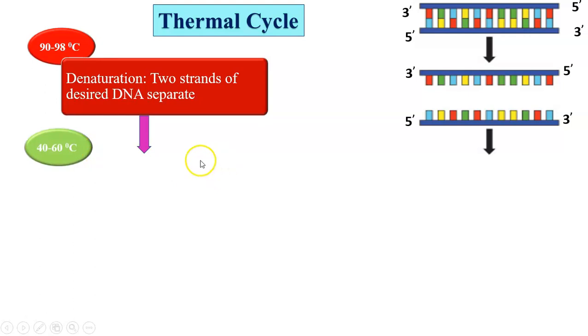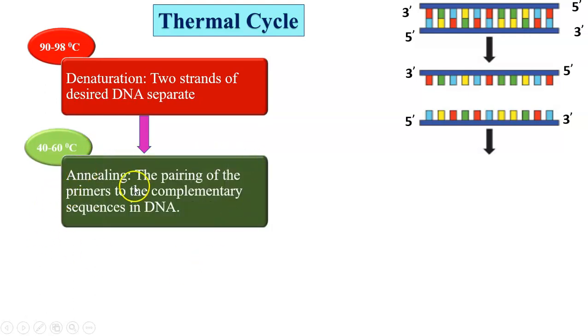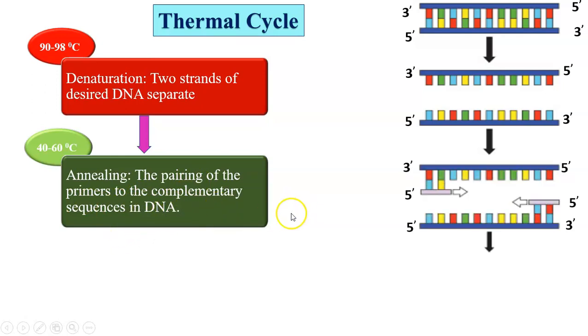Next is lowering of temperature, 40 to 60 degrees Celsius, annealing, the pairing of the primers to the complementary sequence of DNA. So here we can see the primer molecules got attached exactly at the 3' end of the single-stranded DNA. So they make the hydroxyl end of the 3' end available for Taq polymerase to add the fresh deoxyribonucleotide phosphates. So that is the primer molecules getting attached in the process of annealing at comparatively lower temperature.